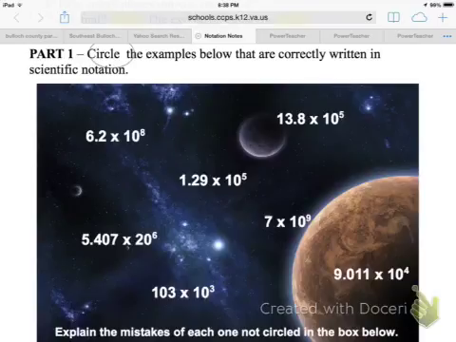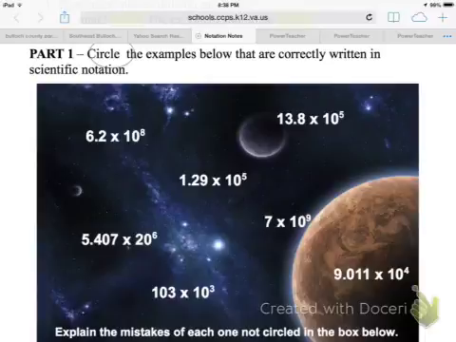Okay, let's continue working these iBook practices. We've already done one part of the iBook practice, going from scientific to standard. Let's look at one more of that kind, and then we'll work on the vice versa. If I look here, it says circle the examples that are correctly written in scientific notation. So we're going to look at each example and talk about what we notice, and whether or not we agree with what they have written down.